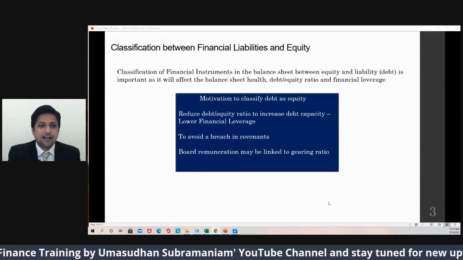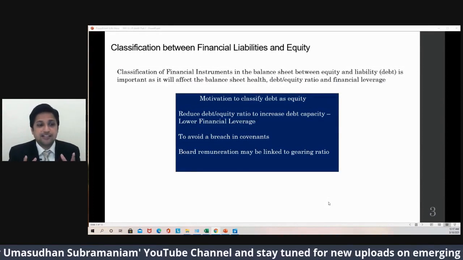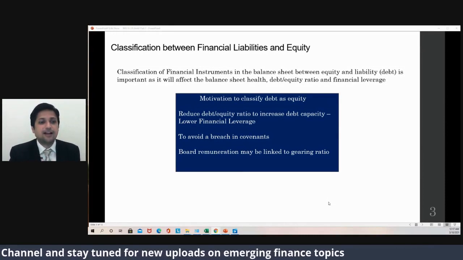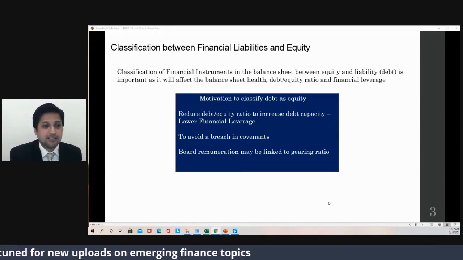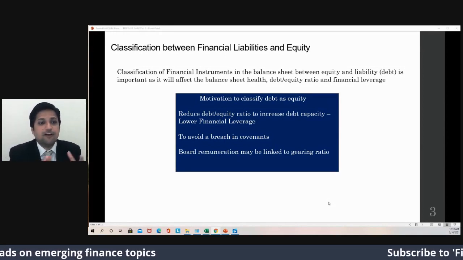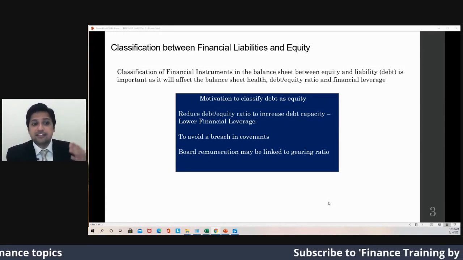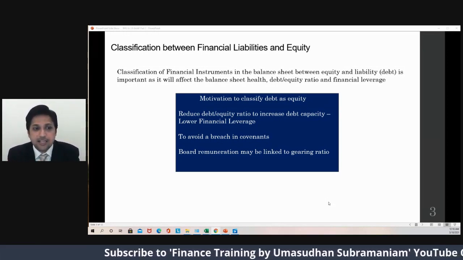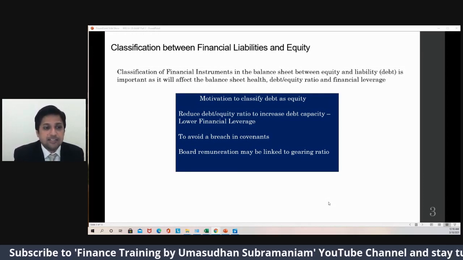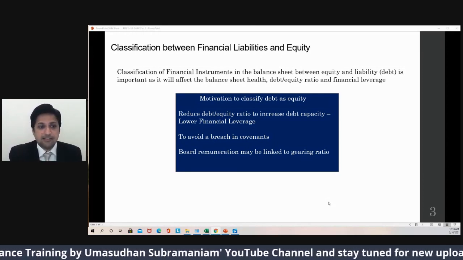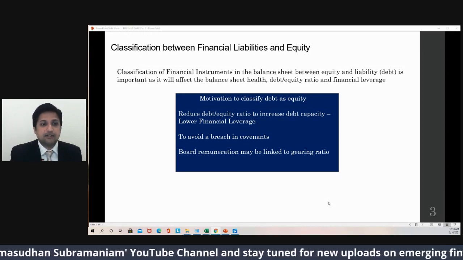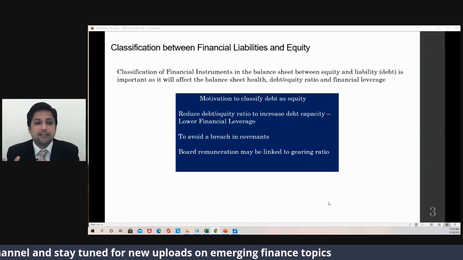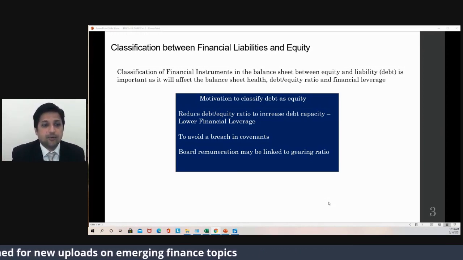In this particular slide, we are going to talk about financial liabilities. It is important to remember that financial liabilities and equity instruments are just a mirror image of financial assets. As we discussed at the beginning, financial assets of one entity's balance sheet becomes financial liabilities of another entity's balance sheet. In this particular slide, we are going to focus on the classification between financial liabilities and equity instruments.